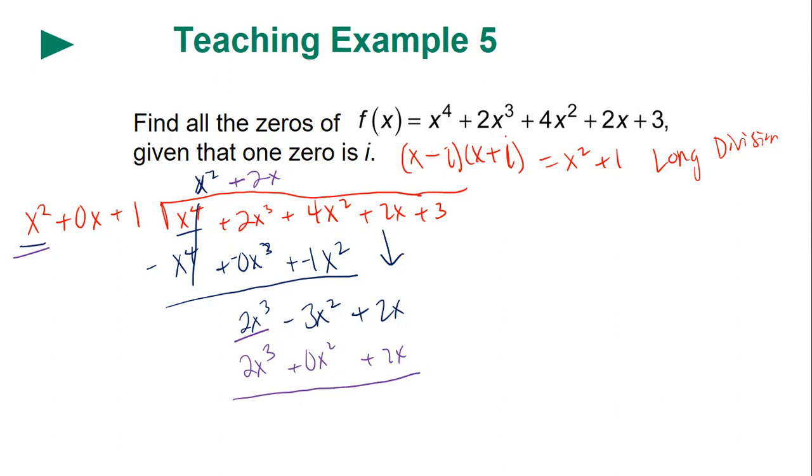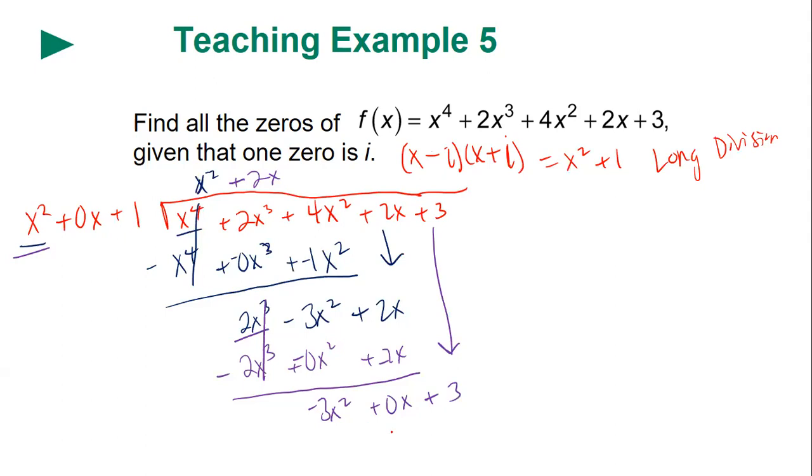Okay, so now we're going to subtract, which means we change signs and combine. Change my signs. Combine, combine, and then combine, and I'm left with 0x. And then bring down.